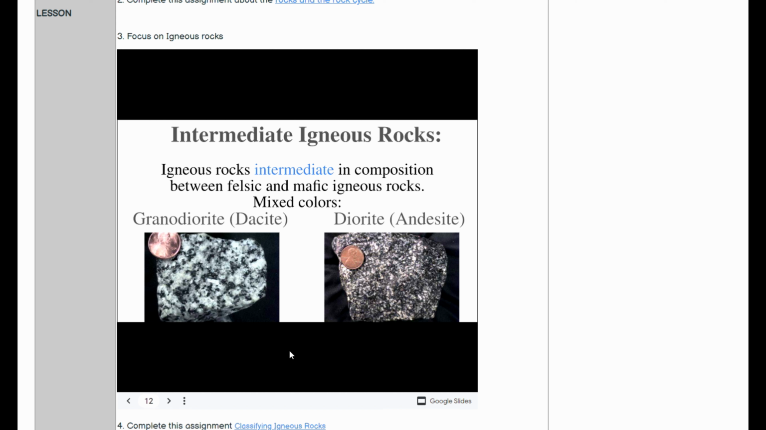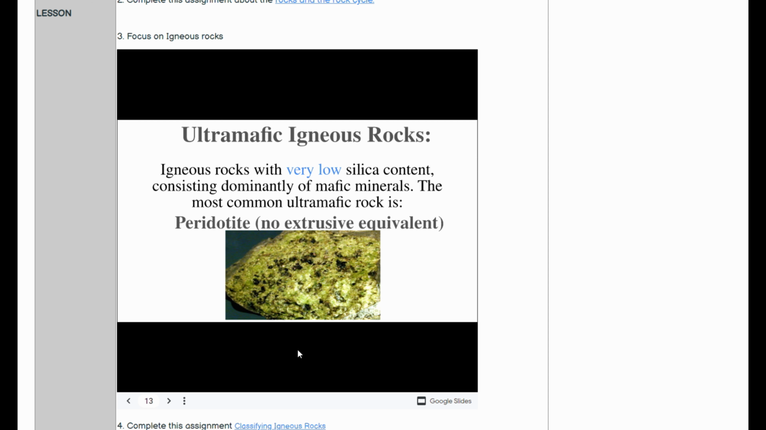Intermediate rocks. Intermediate igneous rocks are in between felsic and mafic, so they can be a mix of colors. You'll have some light colors, some dark, all in the same rock. Ultramafic. These are going to be very, very low silica content. These are going to be predominantly mafic minerals. Peridotite here is an example of one of the ultramafic rocks.